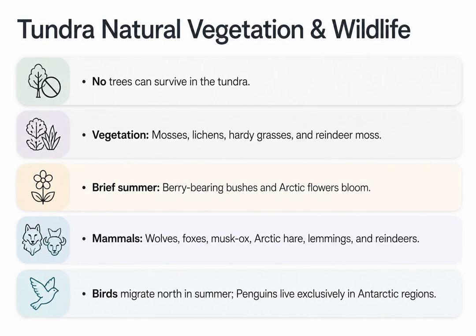Because of the frozen ground and extreme cold, there are absolutely no trees in the tundra. Vegetation is restricted to the lowest forms, such as mosses and lichens. Along the slightly milder coastal lowlands, hardy grasses and reindeer moss provide vital pasturage for reindeer. During the brief summer thaw, the landscape briefly transforms as berry-bearing bushes and Arctic flowers bloom, attracting migratory birds that come to feed on emerging insects. The tundra is also home to resilient mammals like wolves, Arctic foxes, musk oxen, and lemmings, while penguins exclusively inhabit the Antarctic regions in the south.